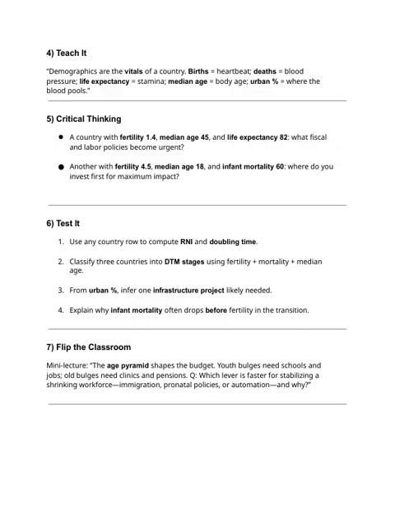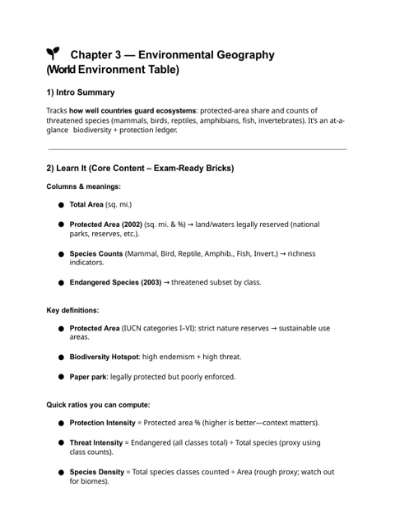All right, let's dive into Chapter 3, Environmental Geography, specifically focusing on the World Environment Table. This slide gives us an overview of how well countries are protecting their ecosystems. We look at two main things: the share of protected areas and the counts of threatened species across different groups like mammals, birds, reptiles, amphibians, fish, and invertebrates. Think of it as a quick biodiversity and protection scorecard for each country.